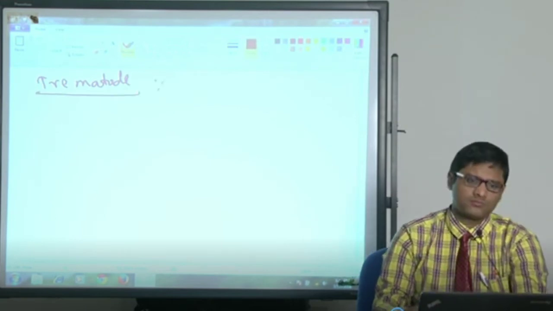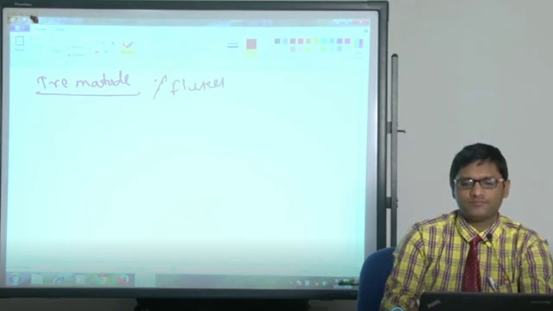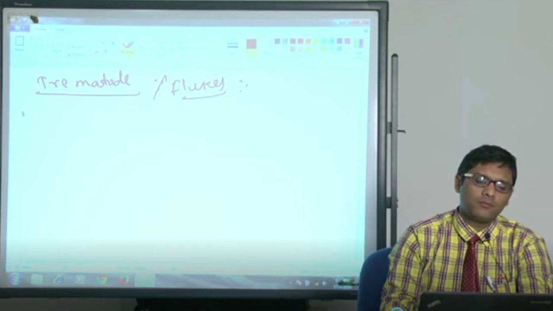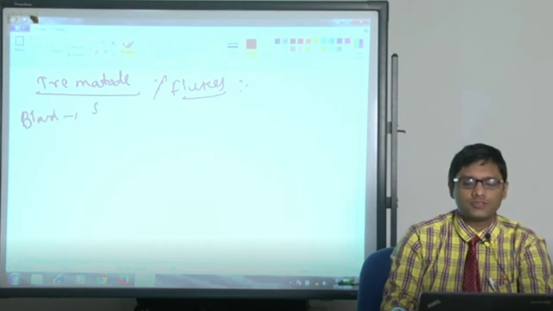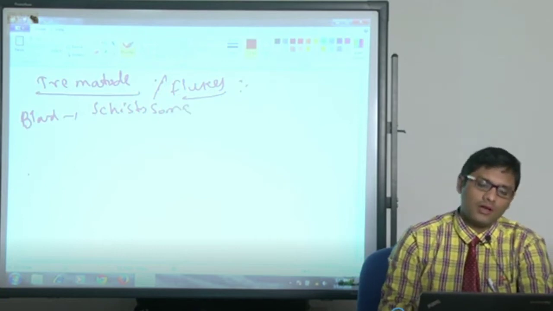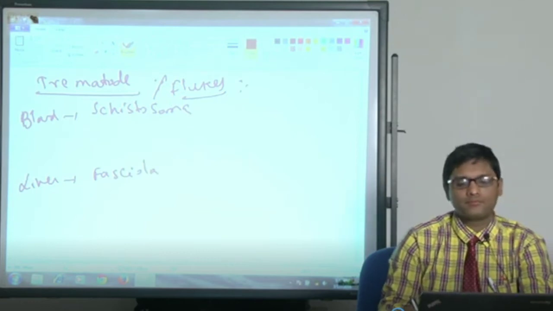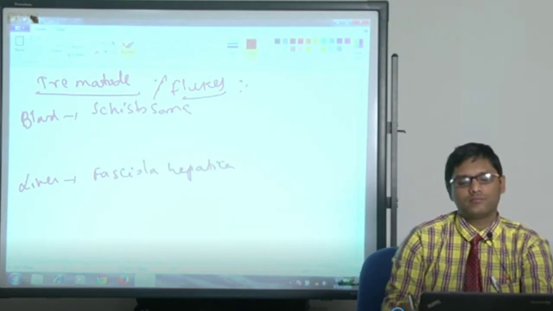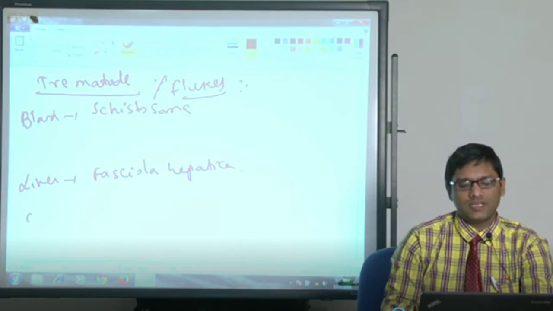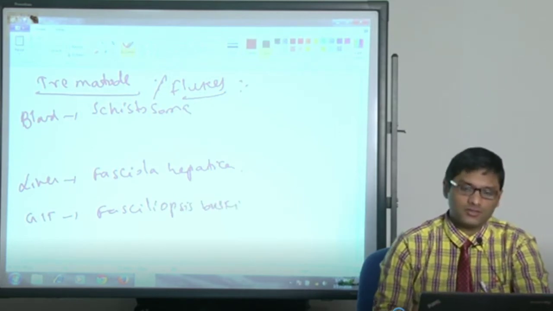Trematodes are also called flukes. Examples: it could be a blood fluke, that is Schistosoma; a liver fluke, Fasciola hepatica; a GI fluke, Fasciolopsis buski.